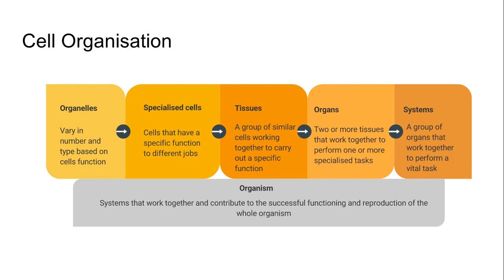Organs are two or more tissues that work together to perform one or more specialized tasks, and then these organs form a system, which are a group of organs that work together to perform a vital task. When lots of systems work together, they contribute to the successful functioning and reproduction of the whole organism.